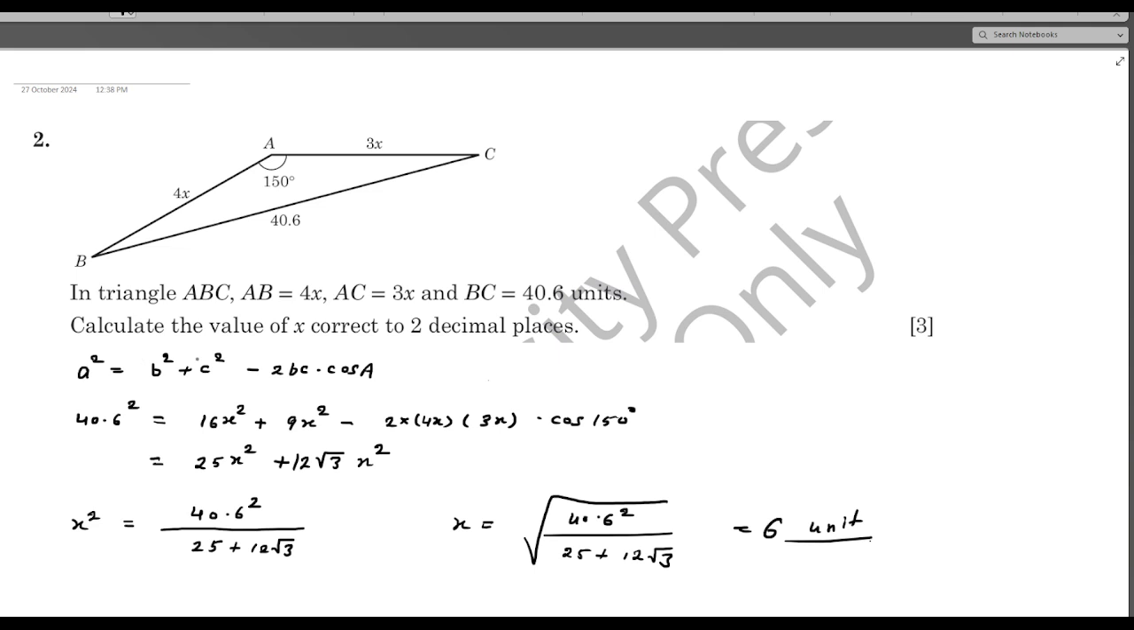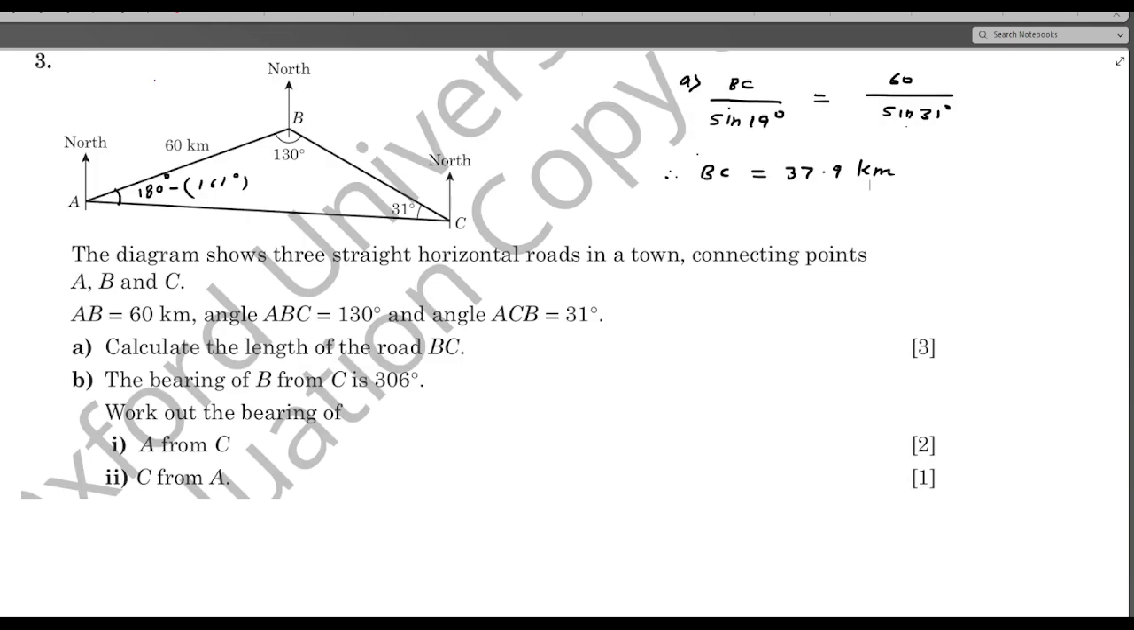Okay, let me see question number 2. Here question number 2 is calculate the value of x correct to two decimal places. So here I got 6.00 something, that is 6. Now here in question number 3, part A we did, we calculated the length of road BC. Here it is for 3 marks, so for 1 mark you can show your angle A as 180 minus 161 degrees. For 1 mark you will show your sine rule, and for 1 mark you will calculate the value of BC.